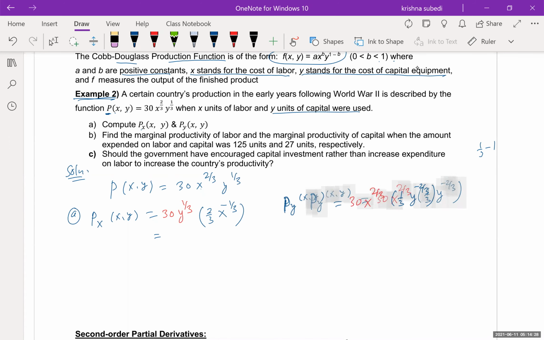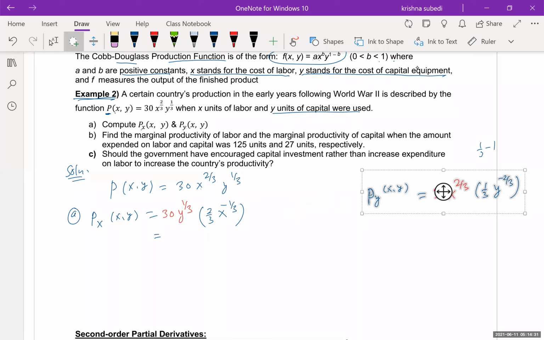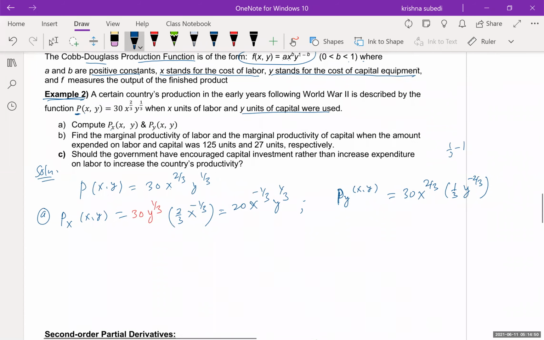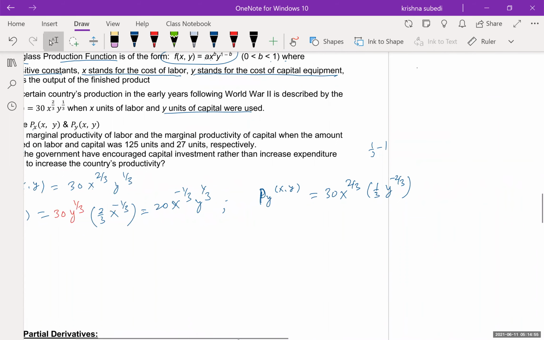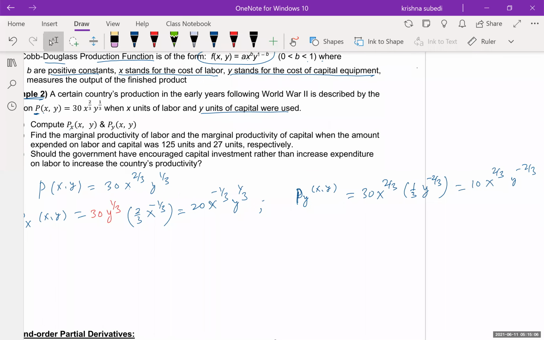So what we get here is, let me push this a little bit further. Your answer is going to be, if you simplify it, 20 x raised to power negative 1 over 3 and y raised to power 1 over 3. That's your partial with respect to x. Now the partial with respect to y, we already calculated. Let us simplify because it looks ugly. So you're going to get 10 x raised to power 2 over 3 and y raised to power negative 2 over 3. Any questions so far?